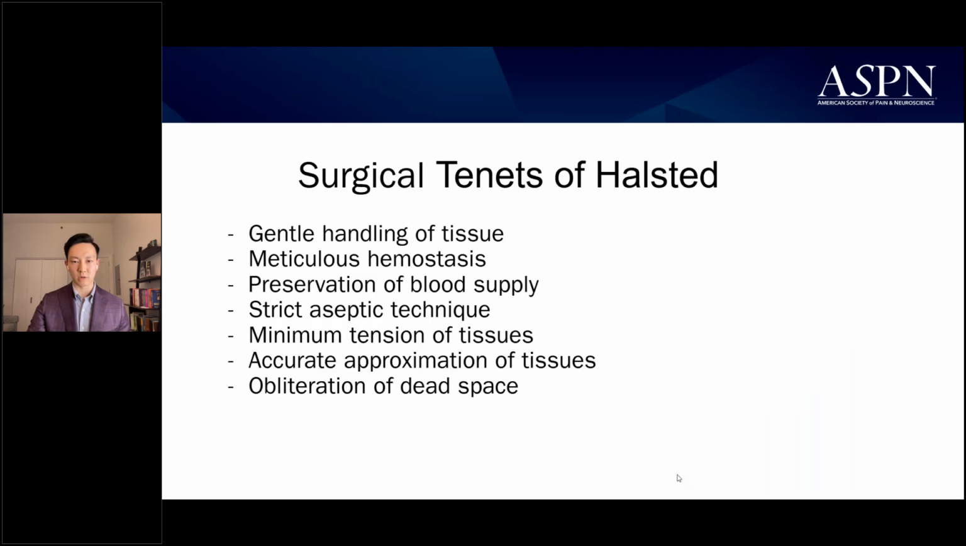I just wanted to review, to serve as the foundation before we get started here, Dr. Joseph Halstead's tenets. These were previously mentioned by Dr. Miller-Lopez, but I specifically wanted to highlight or emphasize the importance of two main points here. One is the preservation of blood supply, and two is minimum tension of tissues, as I find that these are less obvious culprits of post-operative wound complications.